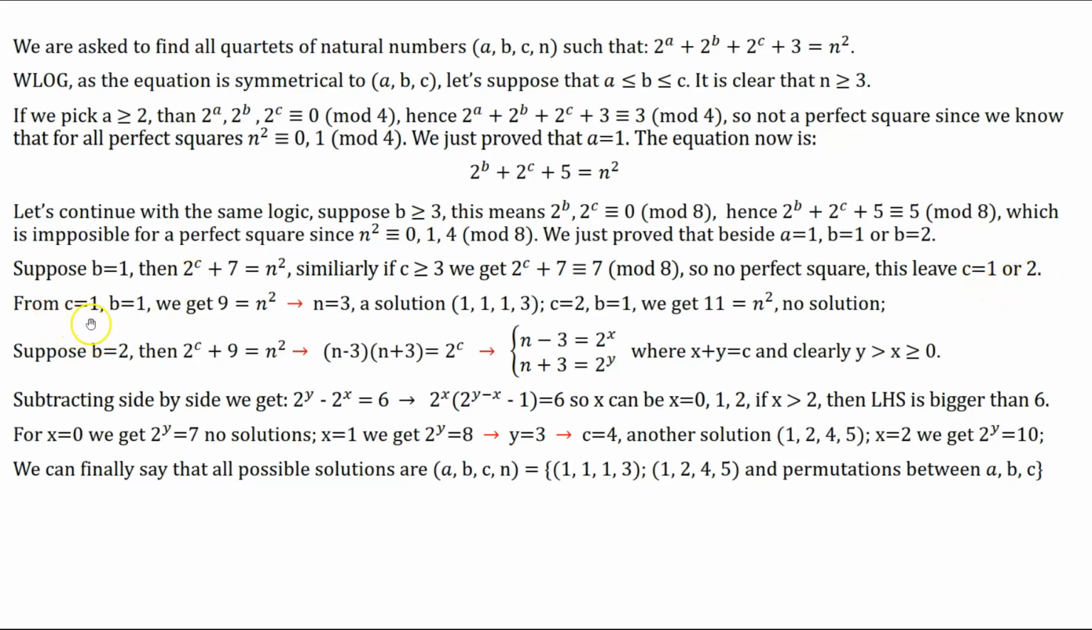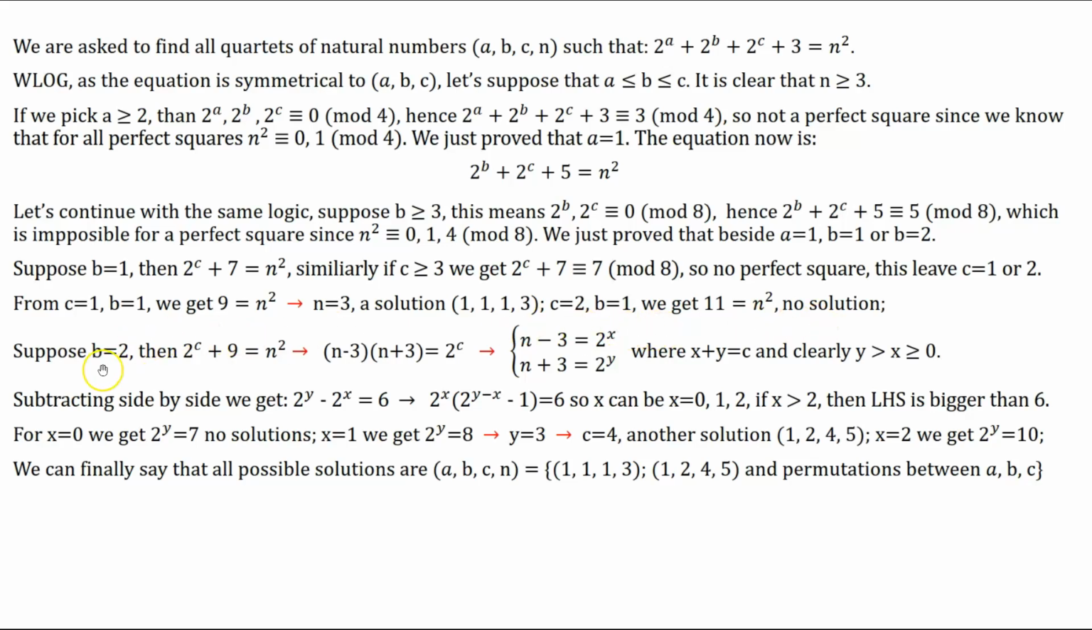Now, for c equal to 1 and of course b equal to 1, we will get that n squared is equal to 9, so n is equal to 3, and we just got ourselves a solution 1, 1, 1, 3. If c is equal to 2, for b equal to 1, of course, we will get that n squared is equal to 11, which doesn't have any solutions in the set of natural numbers.